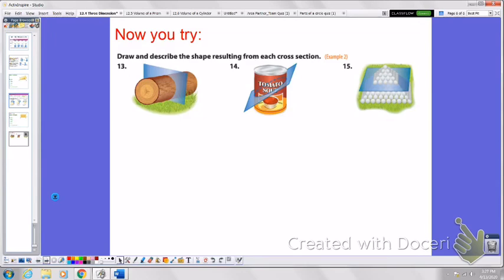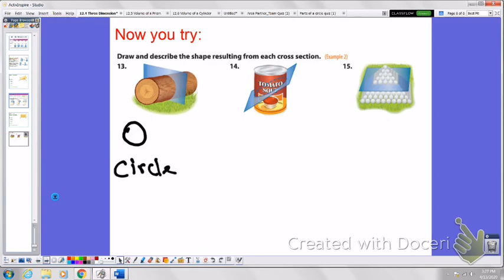Alright, last but not least, having you guys try out a few of these cross sections. So go ahead and hit pause and describe what these cross sections would be. Alright, I hope you guys actually hit pause. So here on number 13, this first one here, we see it is a vertical slice. So if I held this up to think about what 2D object is there, we would have a circle. So we draw a circle.